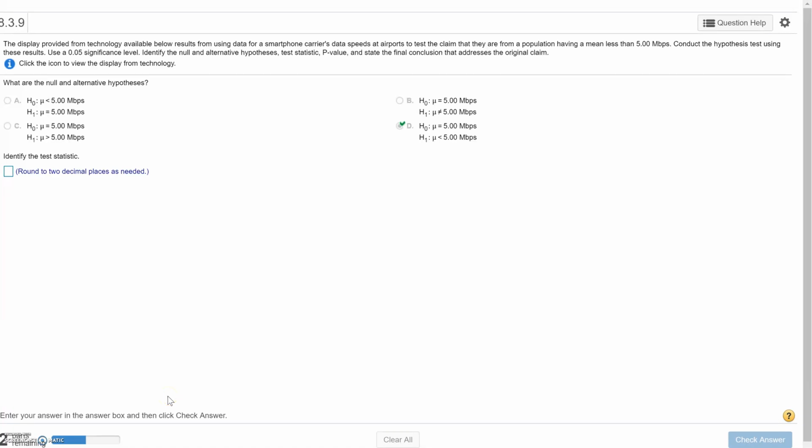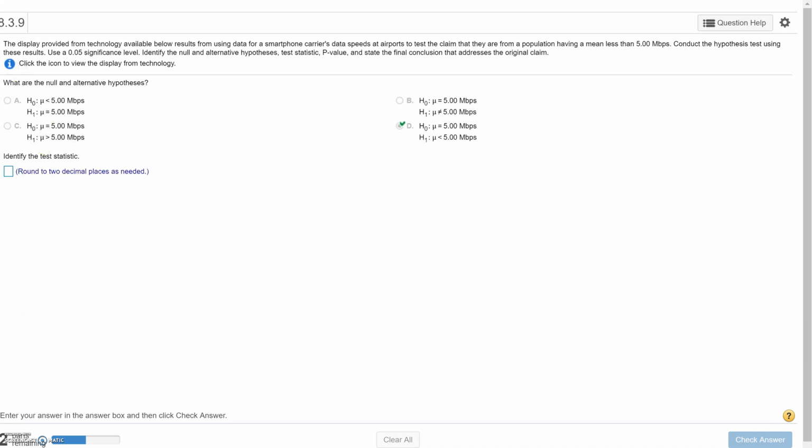Okay, here we have a problem from section 8.3. First of all, we're testing the claim that smartphones have a mean less than 5 Mbps. Conduct hypothesis testing using the results. Use a 0.05 significance level. Okay, first identify the null and the alternative hypotheses, the test statistic, the p-value.